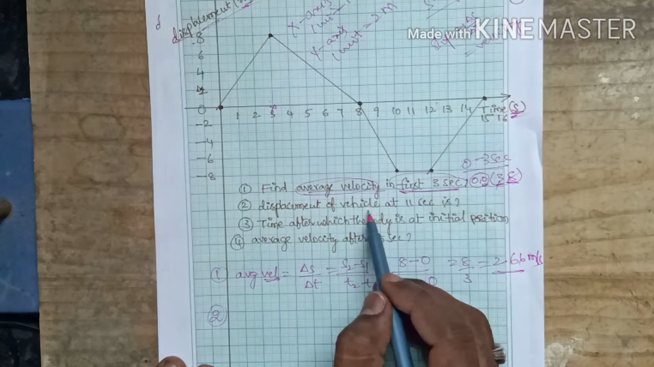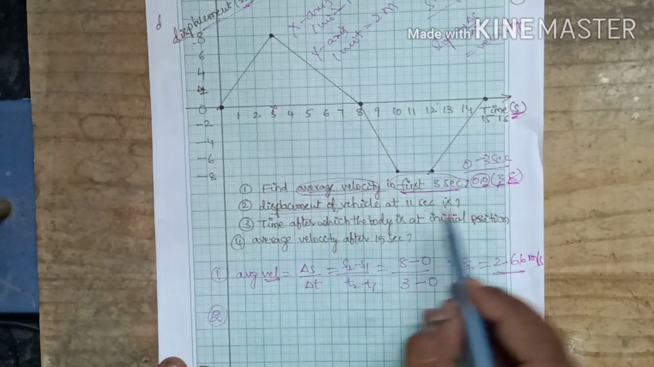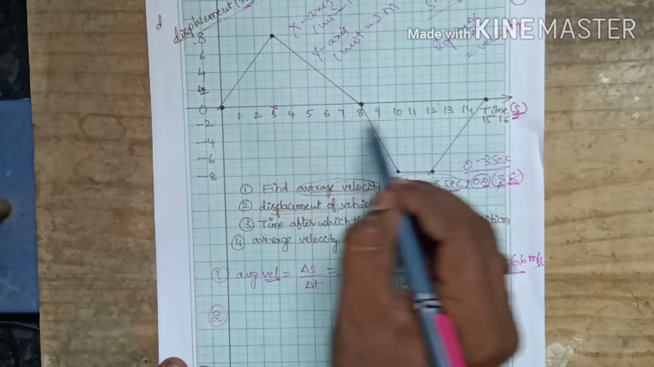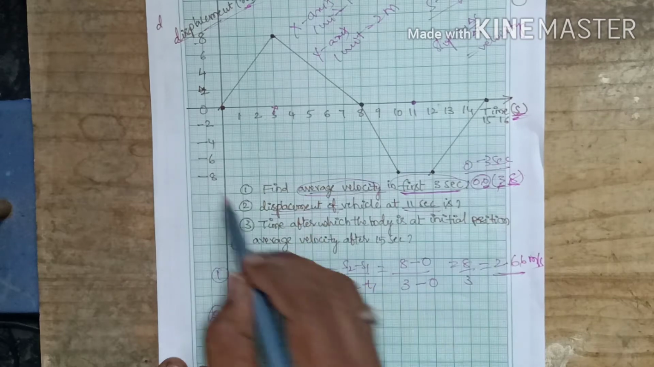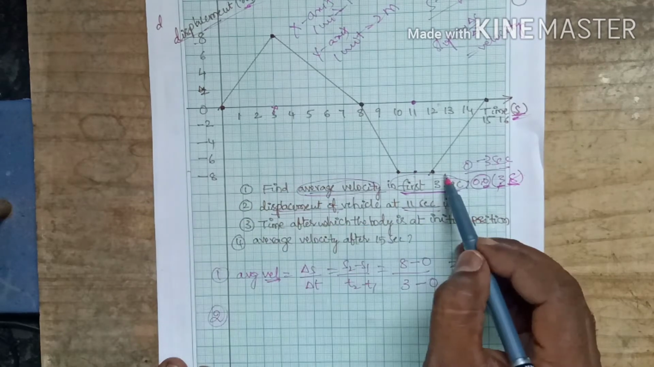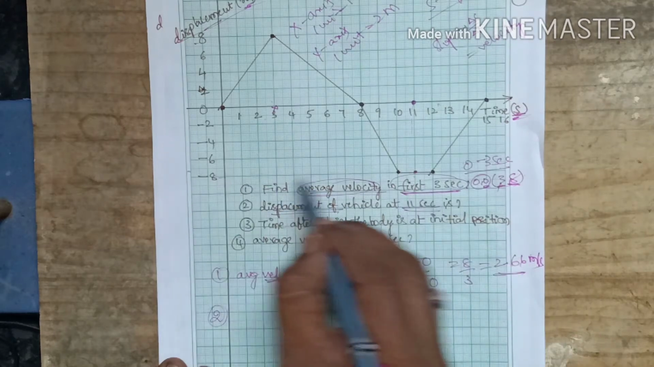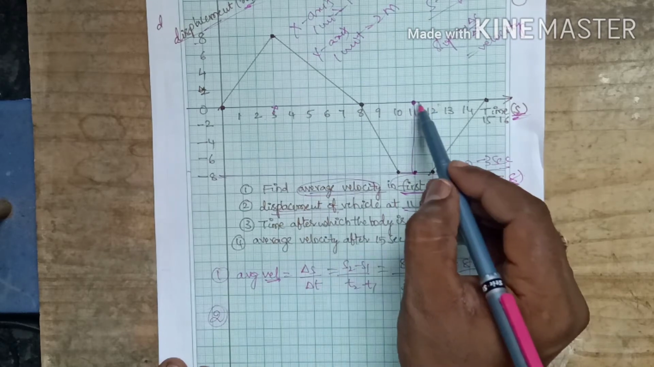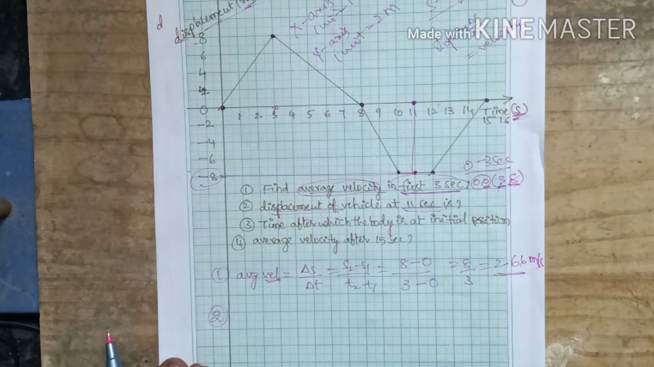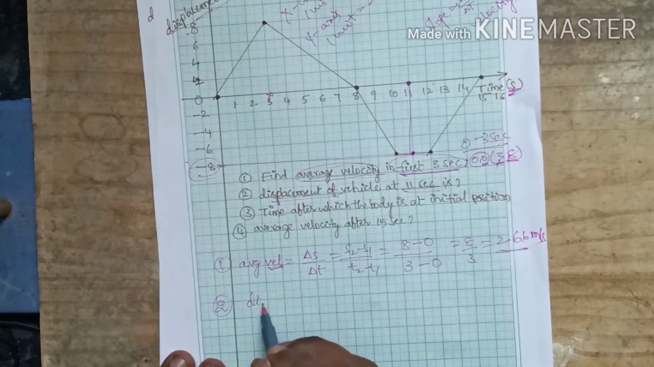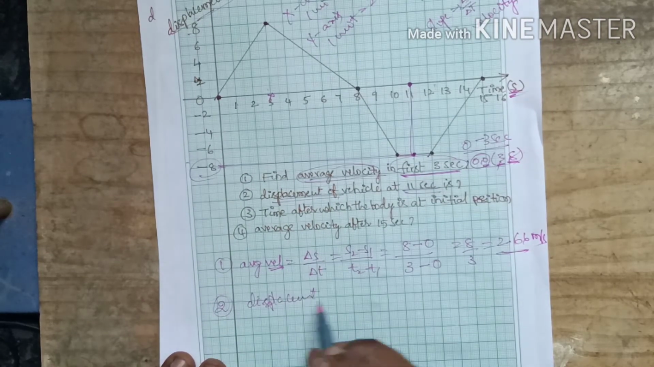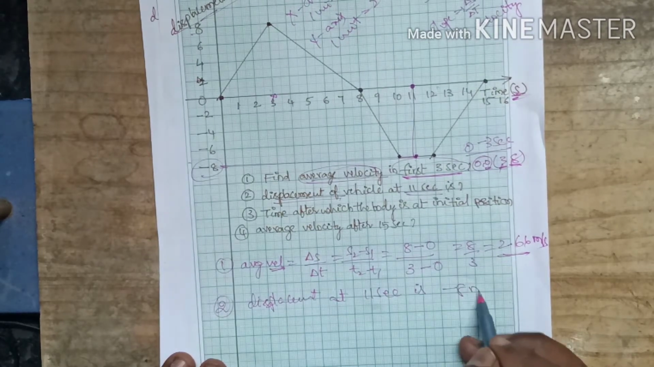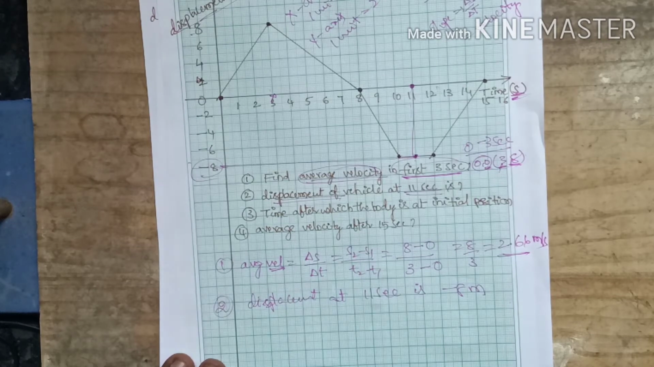What is the second one? Displacement of the vehicle at 11 seconds. If you observe here, 1, 2, 3, 4, and this is the 11th second. Then what is the displacement? The displacement is on the y-axis. This is the meeting point. This means at the 11th second, the displacement is minus 8. So displacement at the 11th second is minus 8 meters, which means it is in the reverse direction.